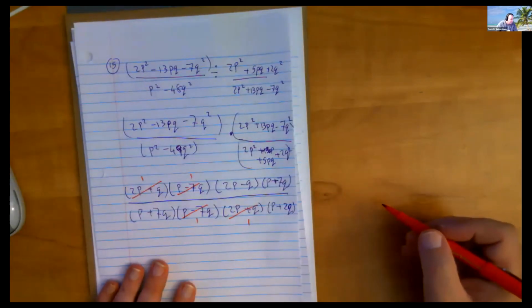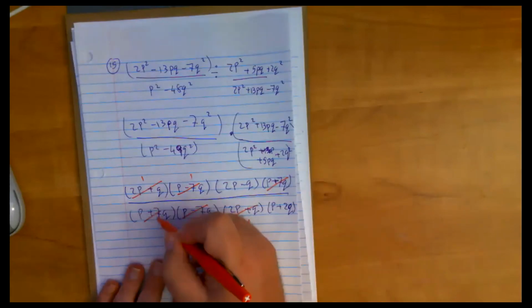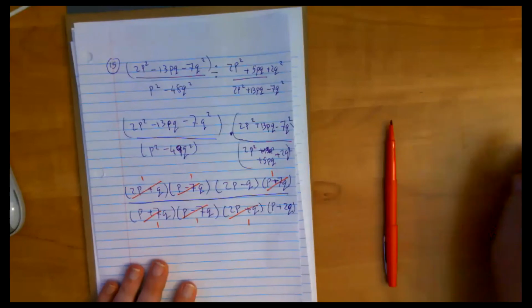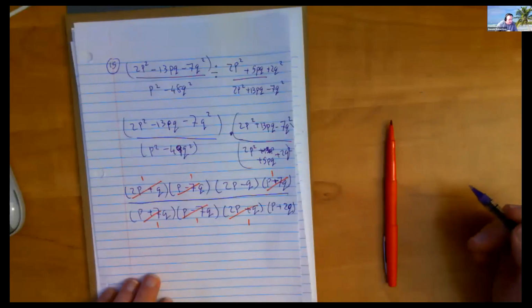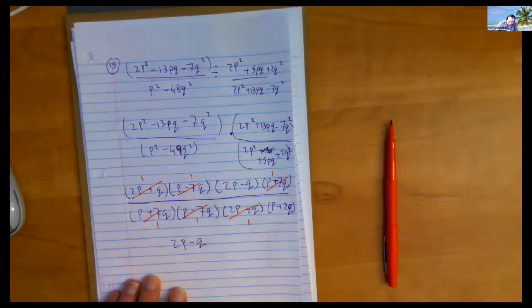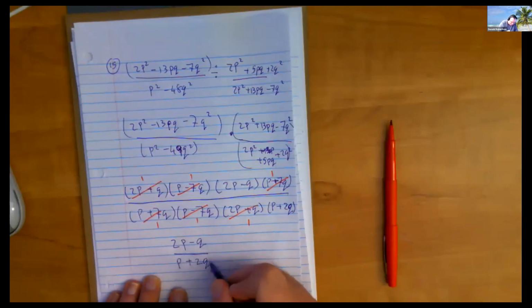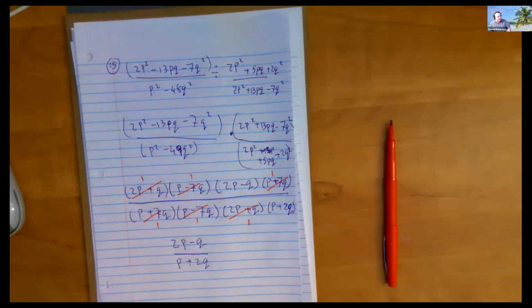Have we got anything else? P plus 7q. That hard work's been kind of worth it, hasn't it? Because we got a lot of damage done. In fact, as far as I can tell, isn't that the only guy that's left on the top? And there's only one guy in the bottom. And that's the end of that question.